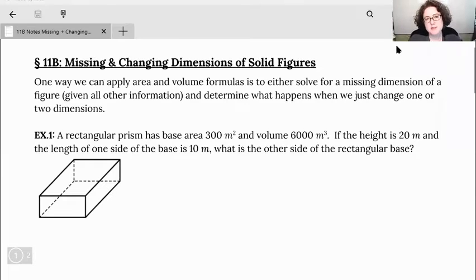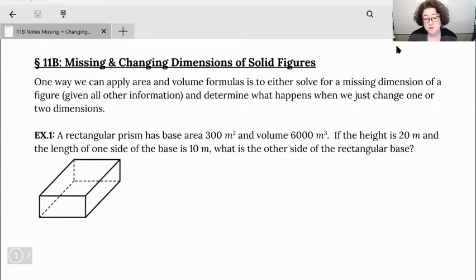In today's video, we're going to take another look at some area and volume formulas, but this time we're going to look at either solving for missing information or what's going to happen to those areas and volumes when we change one of the values that we plug in.